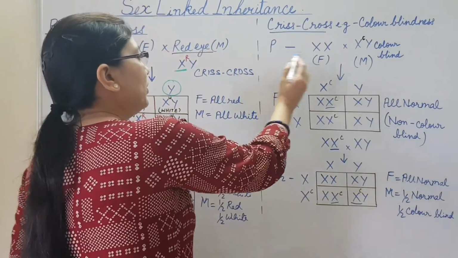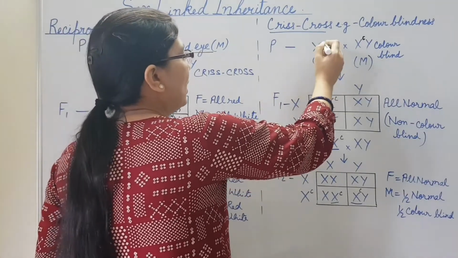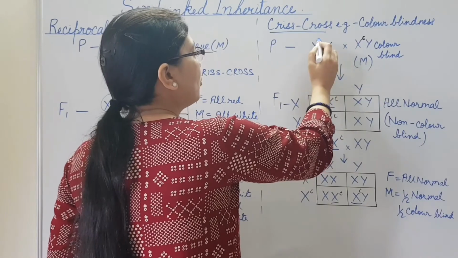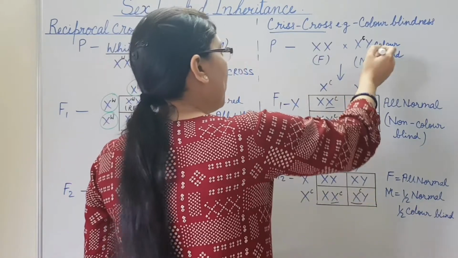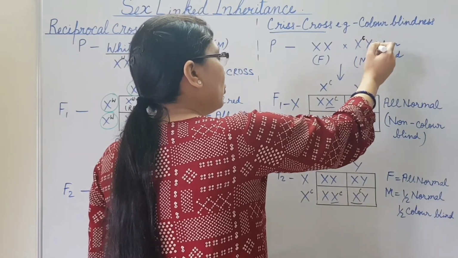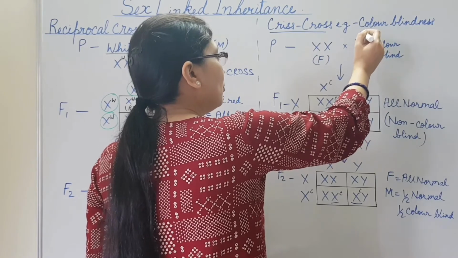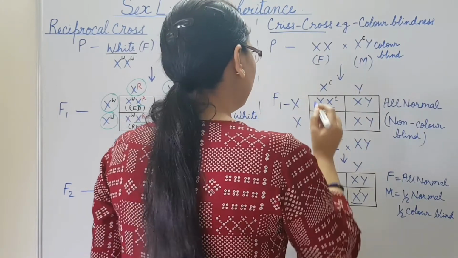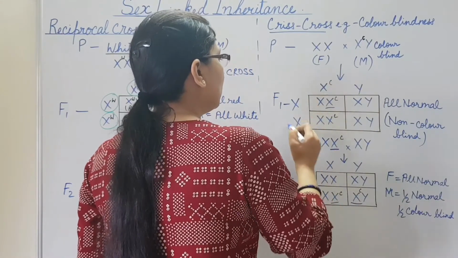If we see this parental generation, we know the female has two X chromosomes. Both the X chromosomes have the normal allele. The male has one X chromosome and one Y chromosome. This X chromosome has the allele for color blindness. This is the male gamete, this is the female gamete.